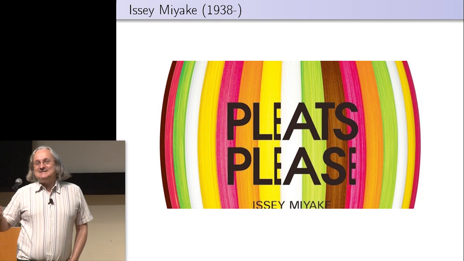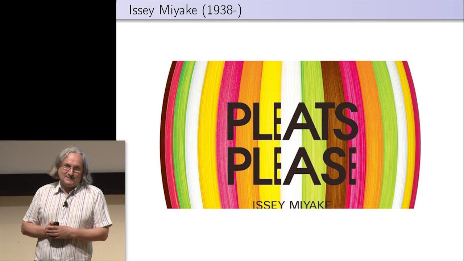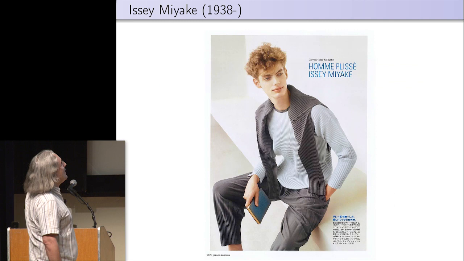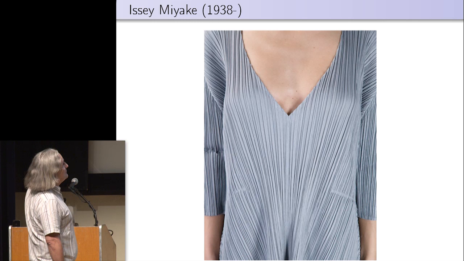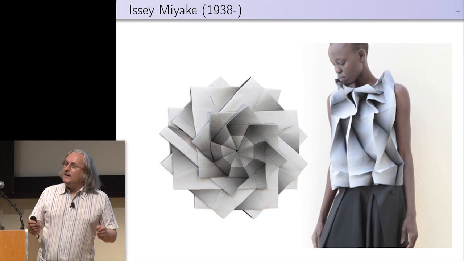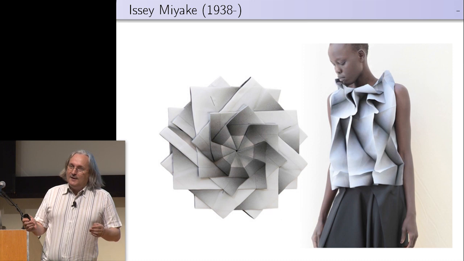So let me show you, and this is the second motivation of my talk, is to show you some beautiful dresses. So let me show you some pleats by Miyake. One, you see, obviously mathematically inspired. Another one, homme plissé. Here's a third one, beautiful too. And a fourth one, which is really folding. You know, folding, pleating, bending, coiling, all these words are mathematical words. So there are connections between mathematics and fashion, and I want to discuss some of them today.